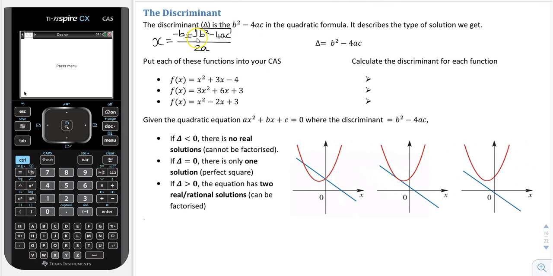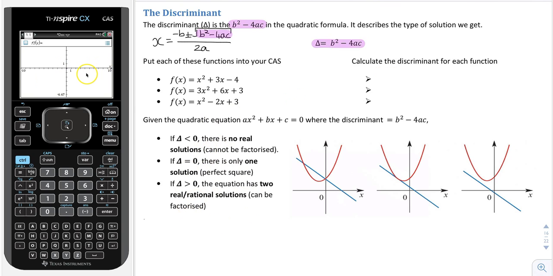So if we use this and we solve it, we can actually tell what kind of solutions that we have for our equation. So b squared minus 4ac is our discriminant. The next little section, we're going to look at what these graphs look like in our calculator, and then the corresponding discriminant for each of them, and what this means as far as the solutions go.